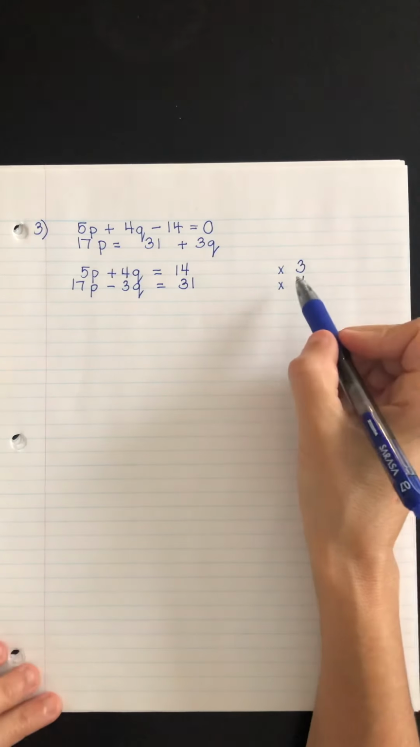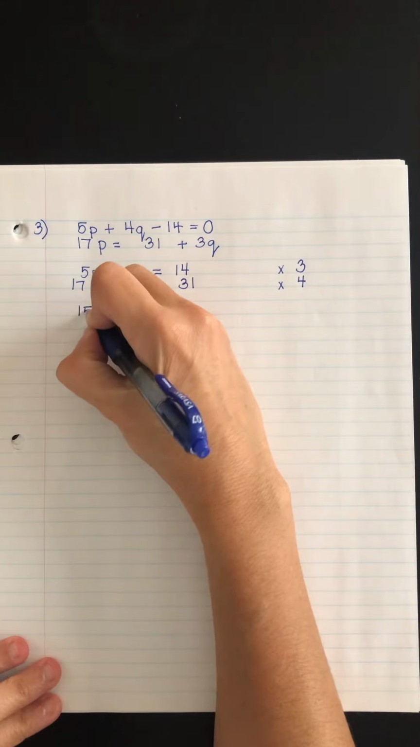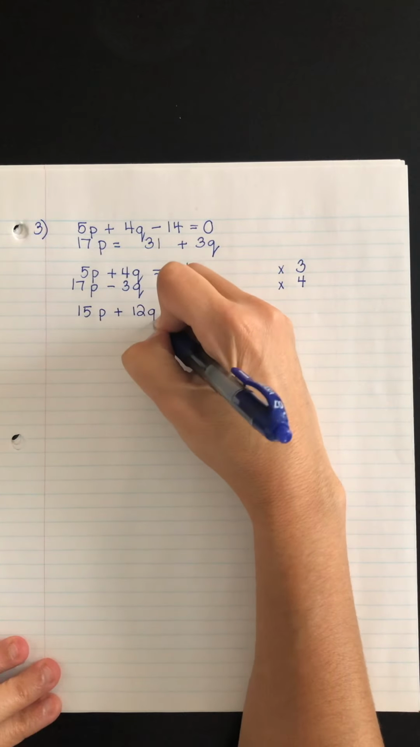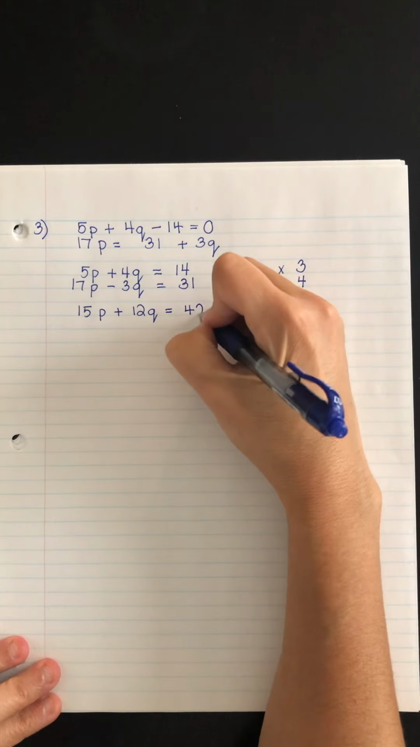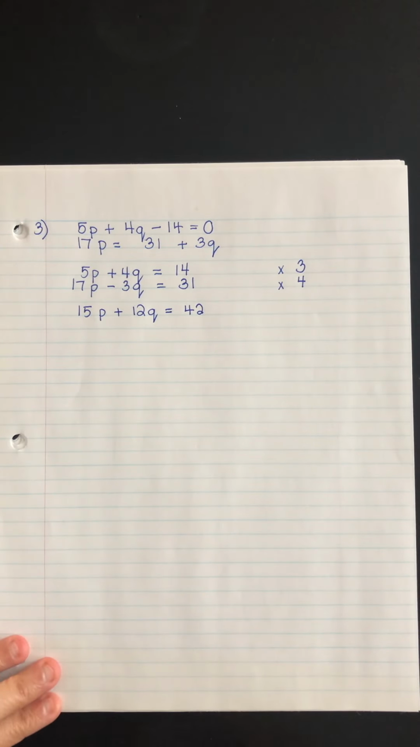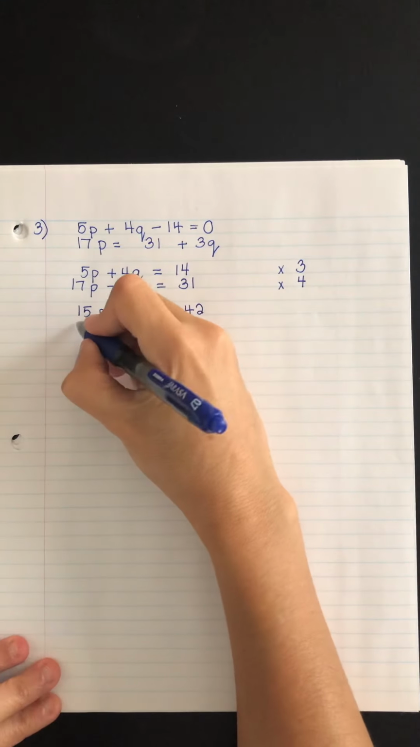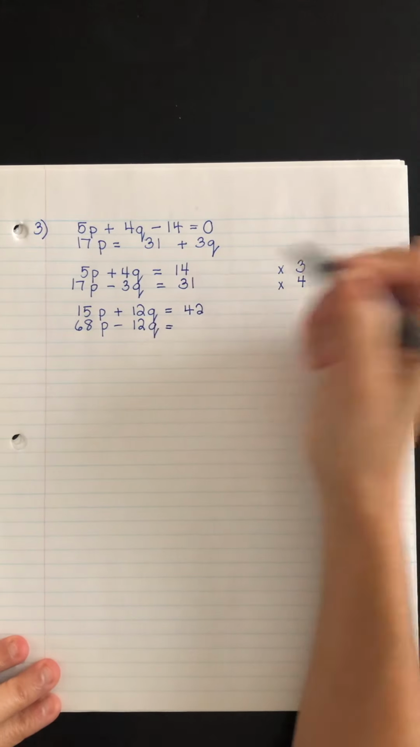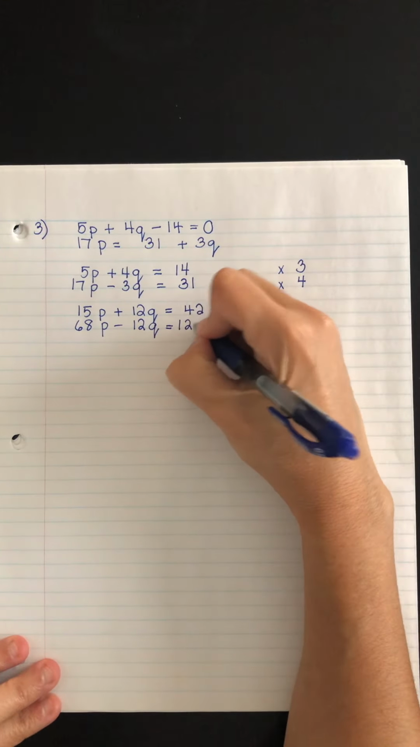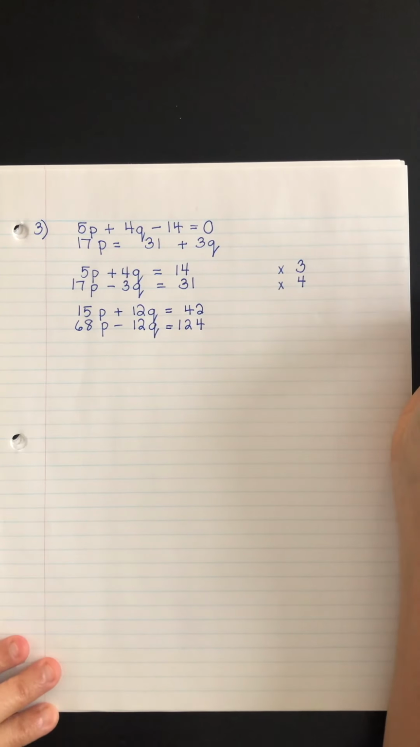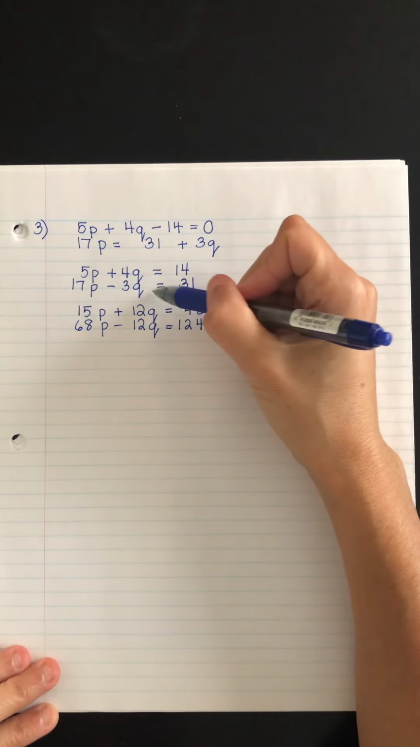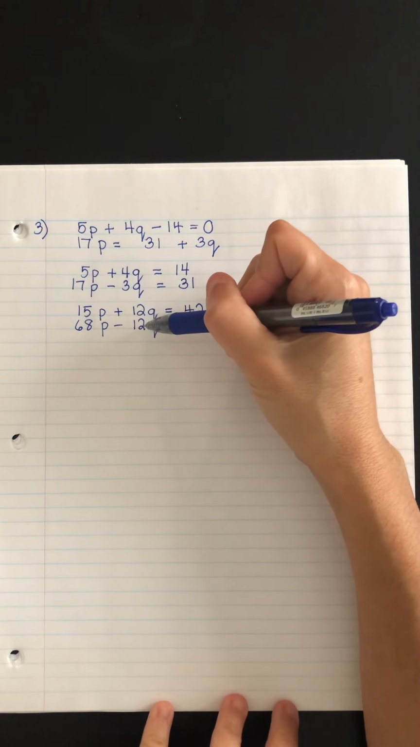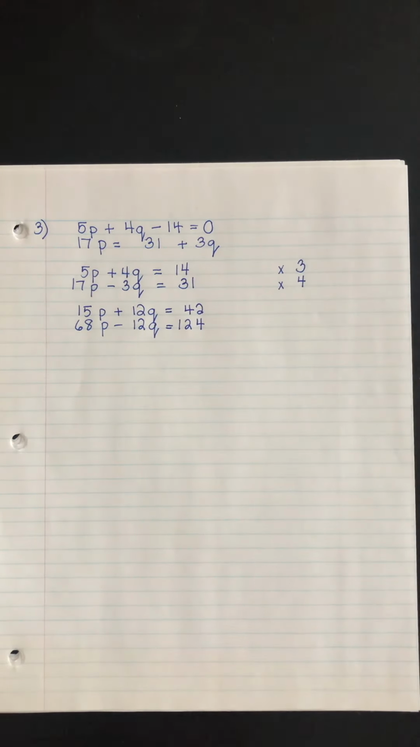All right, let's execute the plan. So we triple the first equation. 15P plus 12Q is 42. The second equation will be multiplied by 4. So what's that going to be? 68P minus 12Q is 124. Okay, now before proceeding, check, did we do this correctly? Looks like it. Look, 12, 12, one positive, one negative.